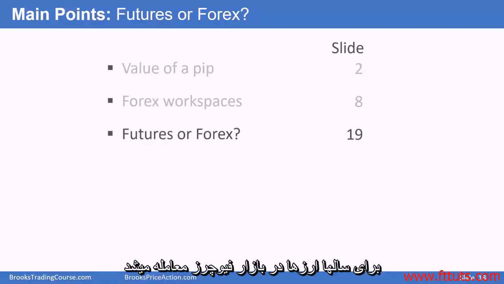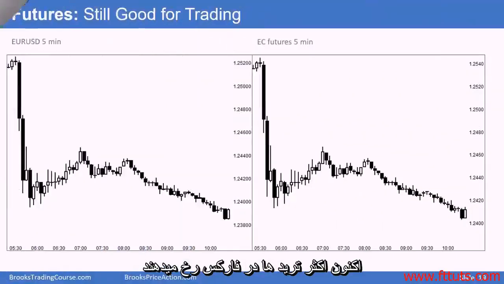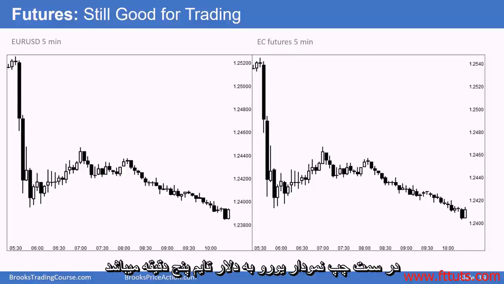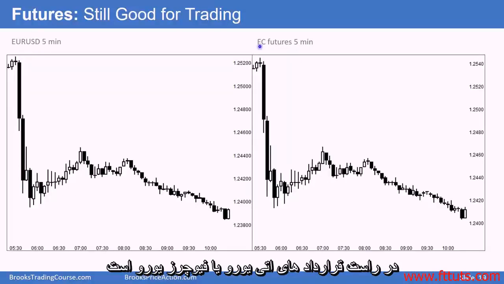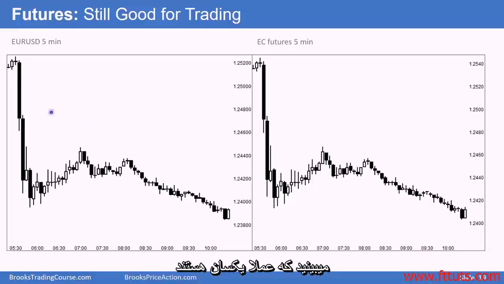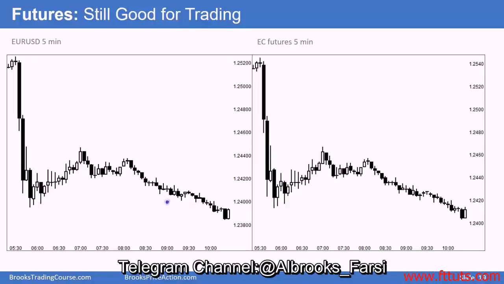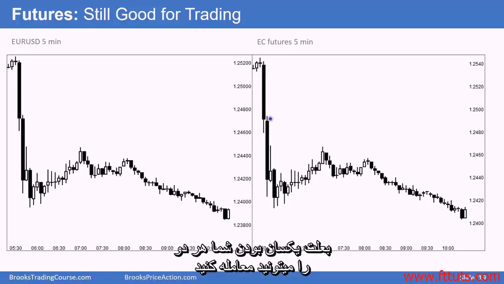For years, traders wanting to trade currencies did so in the futures market. But now most trading takes place in the Forex market. On the left, I have the euro versus the dollar 5-minute chart. On the right, I have the euro futures contract. You can see they're virtually identical. Because they're identical, you can trade the futures market or you can trade the euro versus the dollar Forex market.